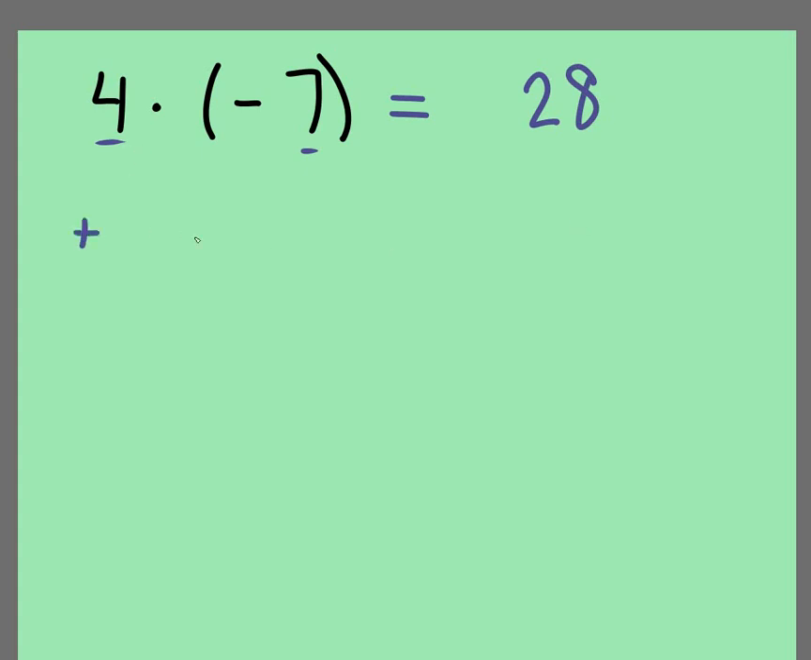Darn it. Let's get consistent. 4 times negative 7. Alright, so again, we're going to multiply the numbers together. 4 times 7 is 28. And because this is a positive times a negative, that means this is going to be negative. Okay, very cool. So the answer, 4 times negative 7 equals negative 28.